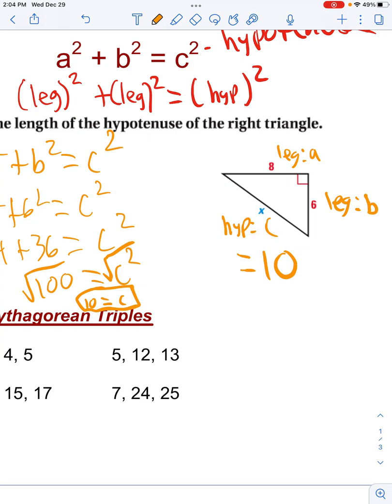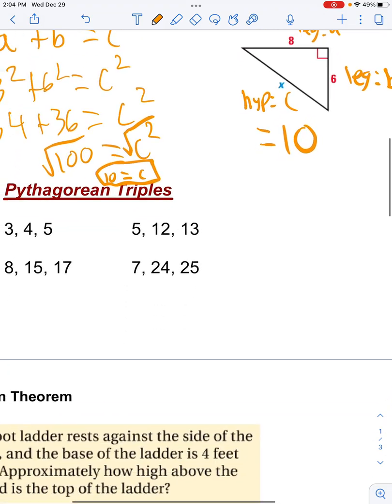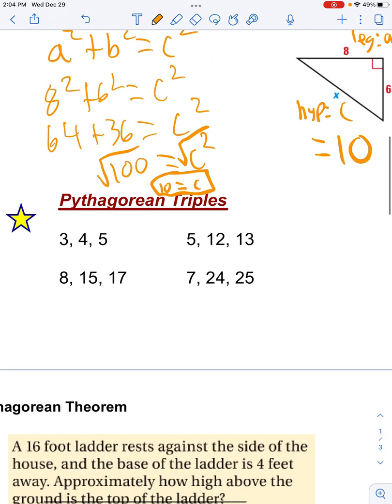You cannot stop at C squared. We don't want to know what the hypotenuse squared is. We want to know what the actual hypotenuse is.